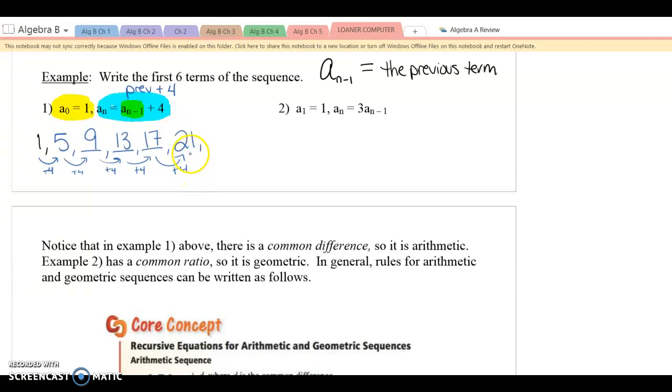And to get the next term, you take the previous term 21 and add 4, and that gives you 25. They asked for the first 6 terms of the sequence, and technically, because we started with the 0th term, 1 isn't part of that. So the first 6 terms would be 5, 9, 13, 17, 21, 25.